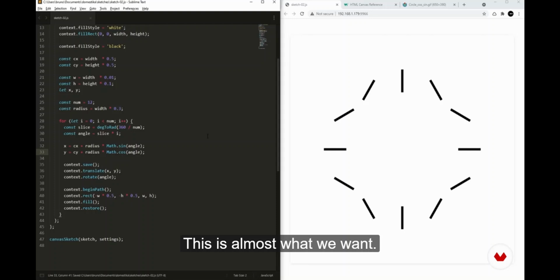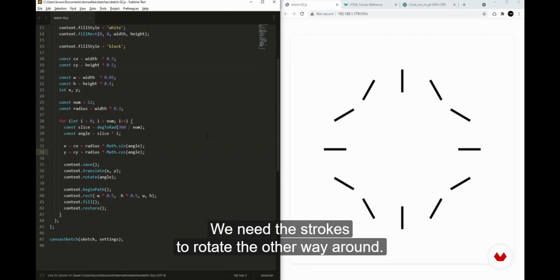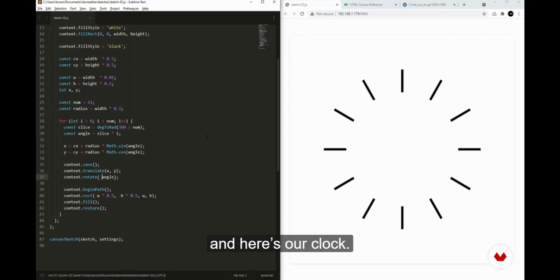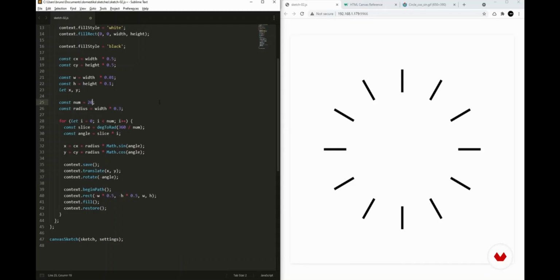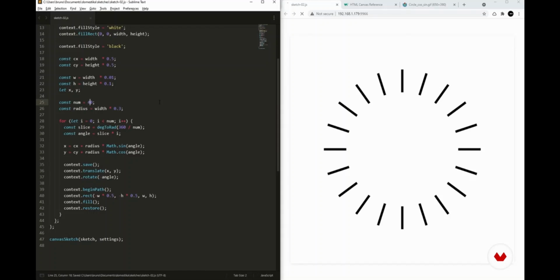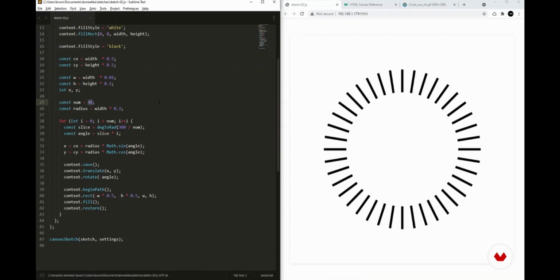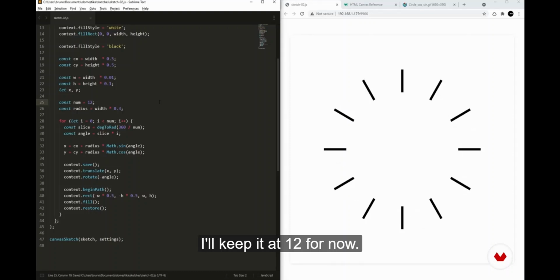This is almost what we want. We just need the strokes to rotate the other way around, so we need the context to rotate to minus angle. And here's our clock. And we could change the number of slices to anything we want. I'm going to keep it at 12 for now.